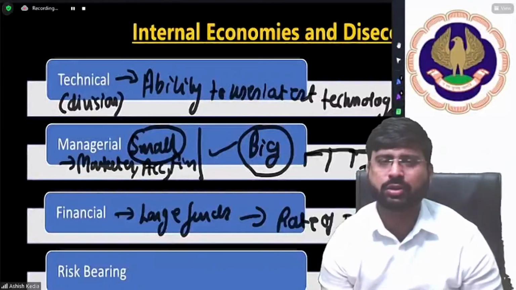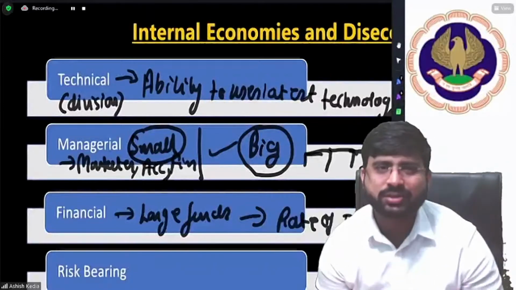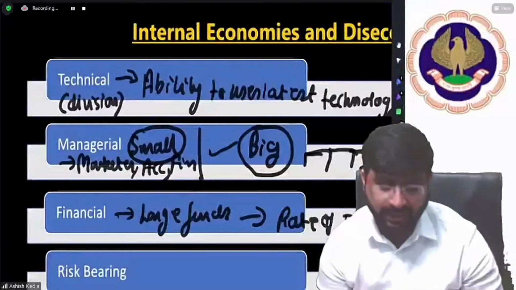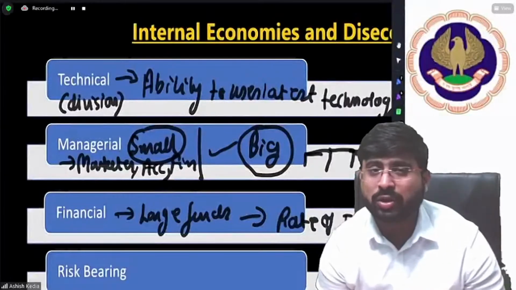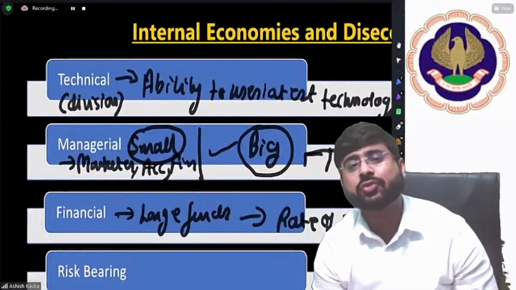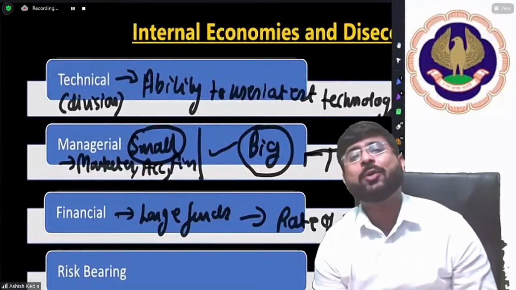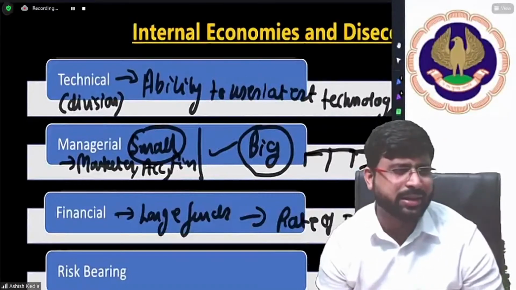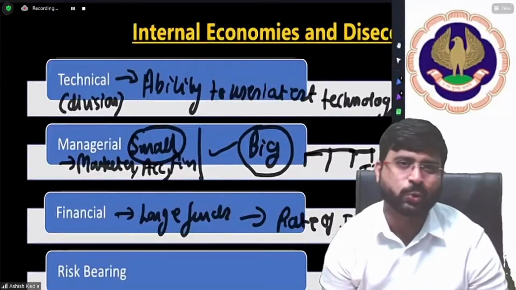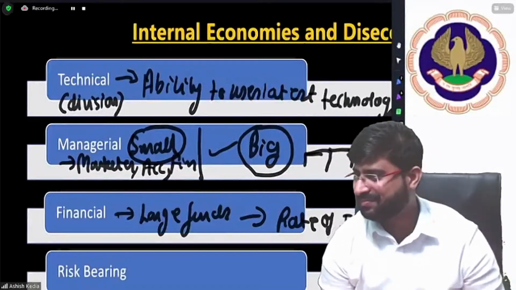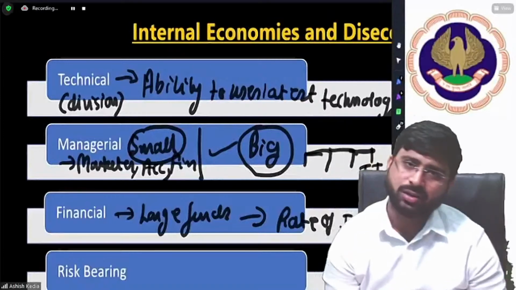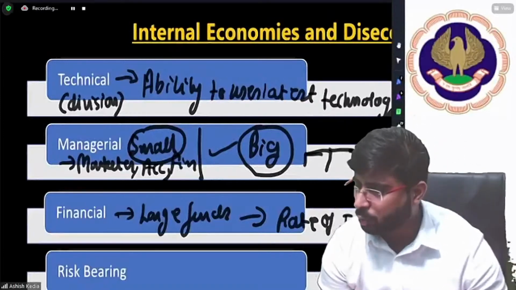Why is it so, sir? It is so because the rate of interest is very less. See, remember, it is able to gather large funds because the rate of interest is very less. Why? Because it is taking a huge amount from the bank. So the bank doesn't mind earning a small rate of interest on such a huge sum. Okay, sir, it sounds perfectly logical to us.